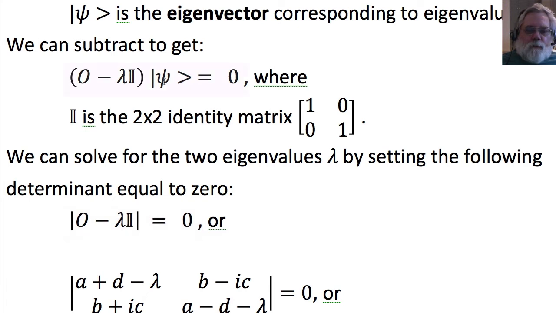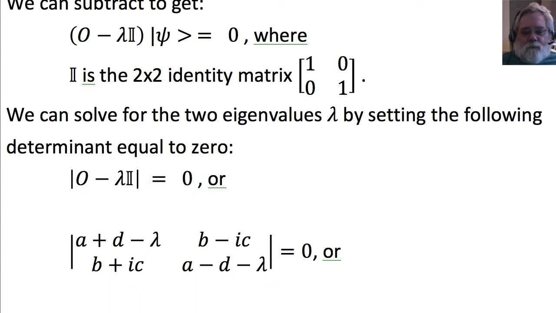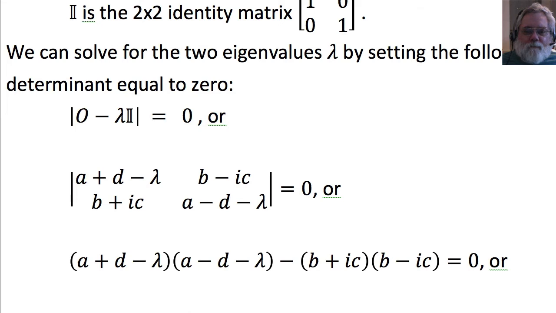Now notice psi went away. If we can find the solution for this determinant that does not involve psi, then we get the eigenvalue lambda. And once we have lambda, we can find the eigenvector psi. So what is O minus lambda I? Well, we know what O is. It's A plus D here, A minus D here, B plus IC, B minus IC.